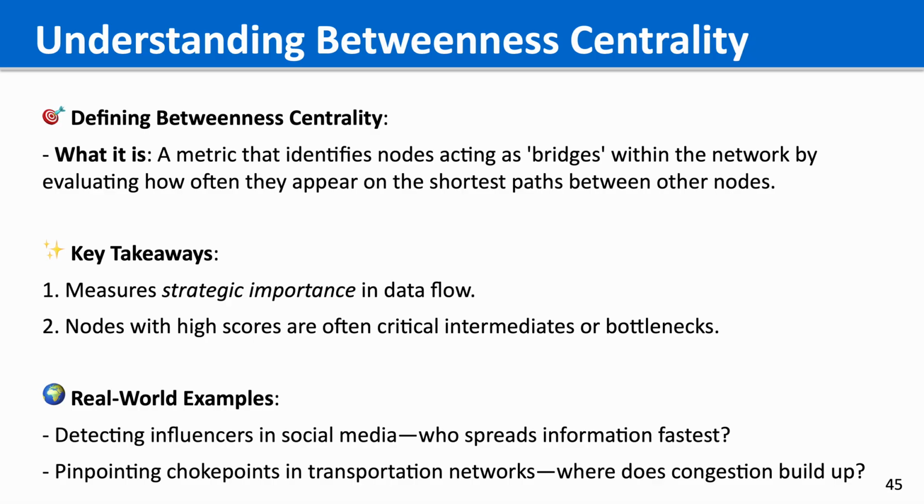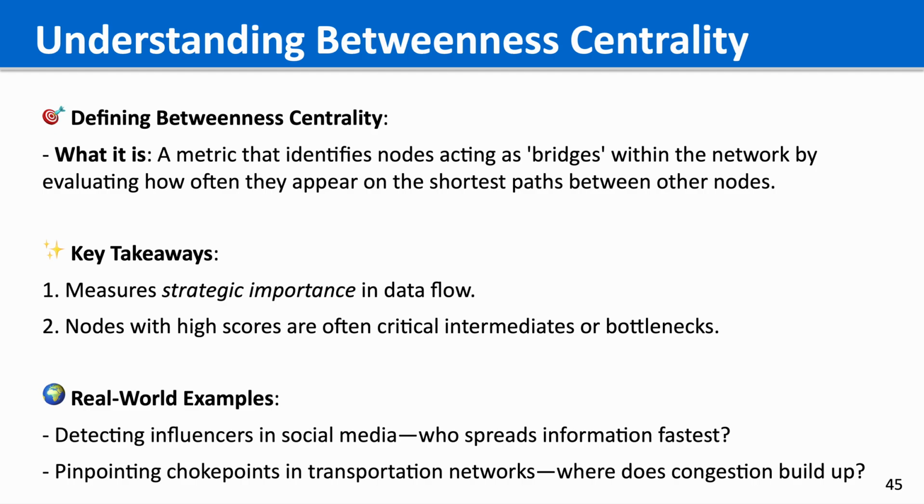Let's talk about betweenness centrality. One of the most intriguing metrics: imagine being the person everyone has to talk to in order to connect with others. You're essentially the bridge that holds the network together. Betweenness centrality calculates this by analyzing how often a node appears on the shortest path between any two others. For example, social media influencers often have high betweenness. They connect diverse parts of a network and can spread messages widely.